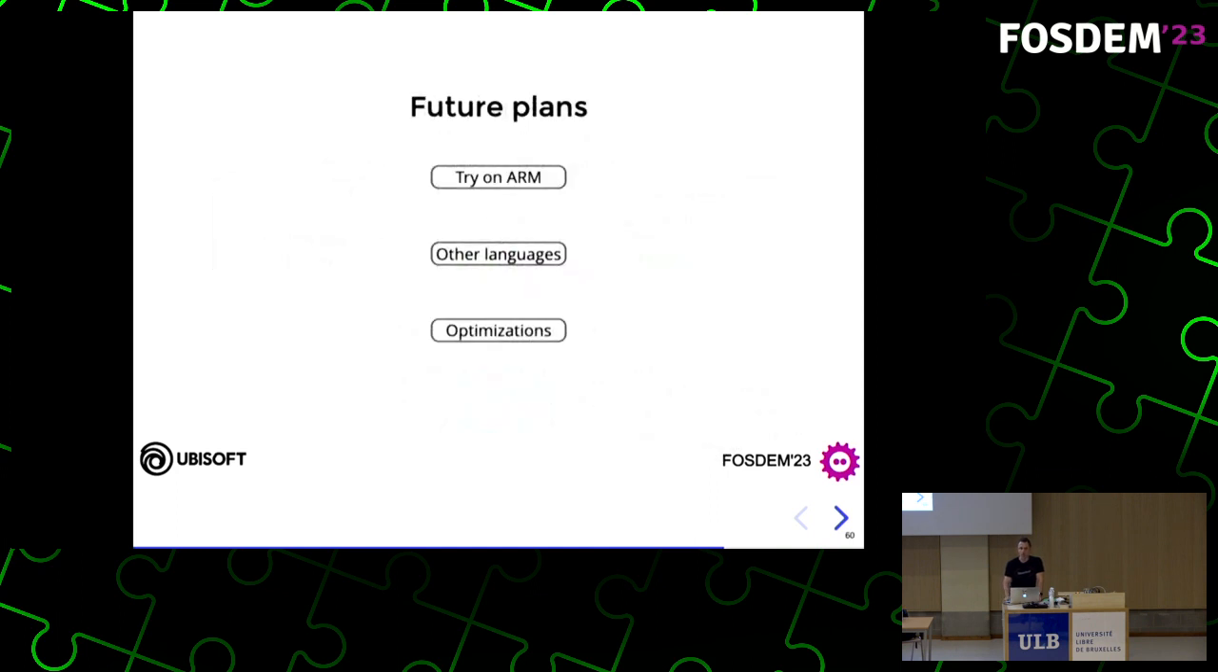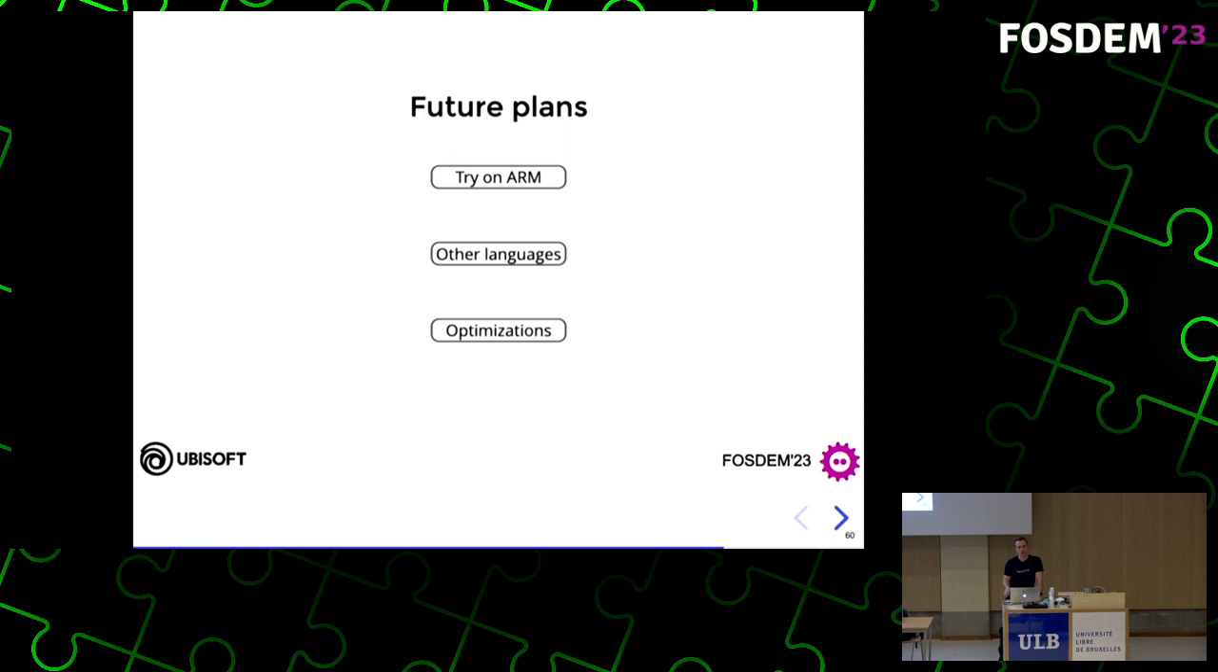What are the future plans for it? Firstly, we could try to run it on ARM. Maybe it already runs, but I just haven't tried. So maybe it works, maybe not, I have no idea. This is why it's open source. You can try it, send a pull request if something is not working.